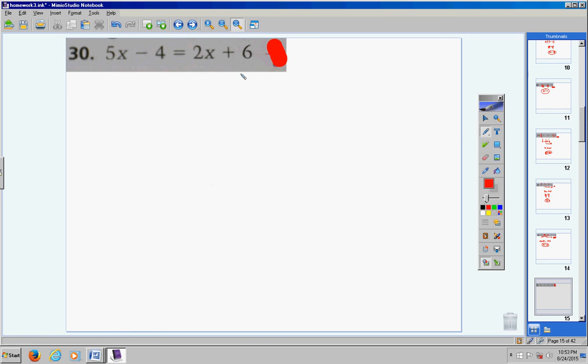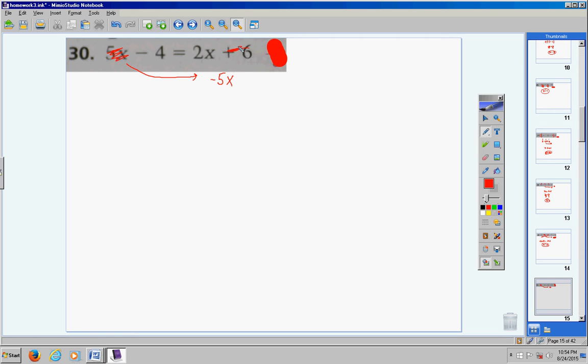Step 1, simplify both sides. There's no simplifying here or here that I can do. Step 2, eliminate fractions or decimals. There's none of those. Step 3, let's move our terms around. Variable, constant, variable, constant. Let's do it different this time so you can see that it doesn't matter which side you move the variable terms to and which side you move the constant terms. It doesn't matter, okay? So let's bring the 5x over. And it becomes a negative 5x.